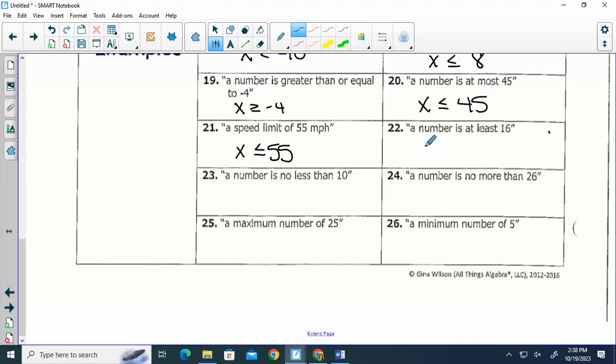A number is at least. What does that mean? Greater than or equal to. Yes. It can't be any smaller. It's 16 or more. So greater than or equal to 16. 23. A number is no less than. So it cannot be smaller. So it can be greater than or equal to. 10. A number is no more than. So it can't be bigger. Less than or equal to.